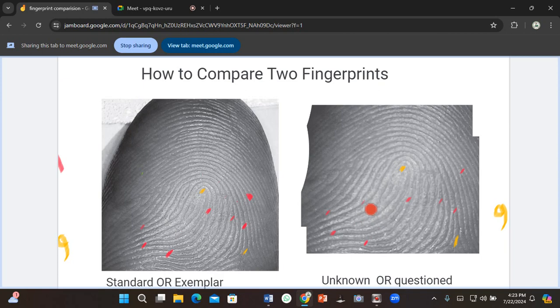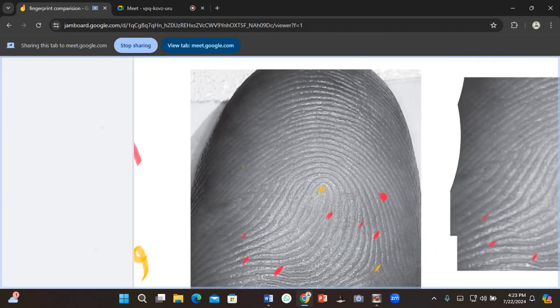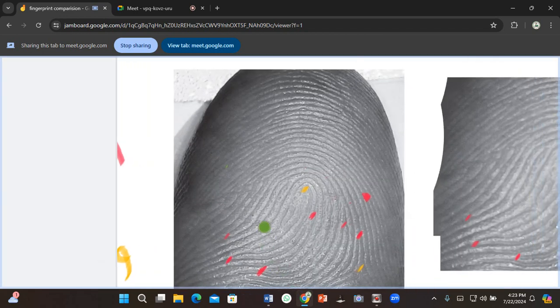No, this is a ridge ending. Let's look for ridge endings now. Let's use green for that. This is a ridge ending. It's a ridge ending.